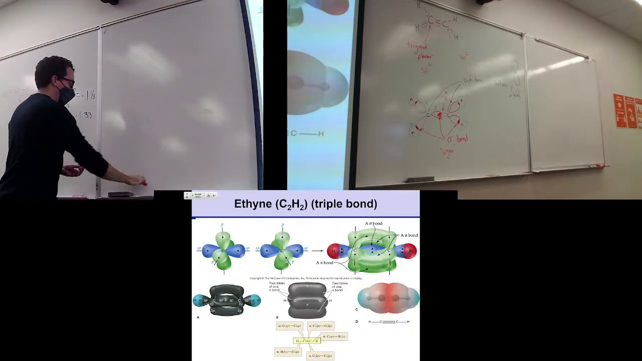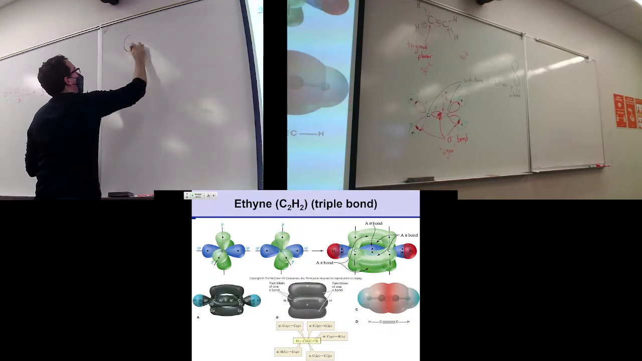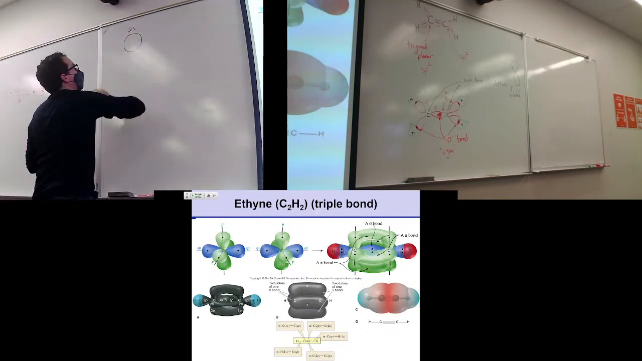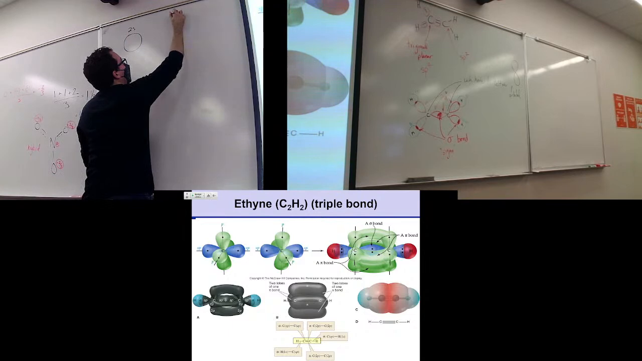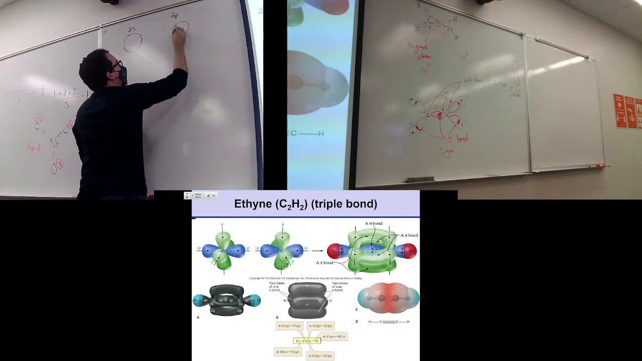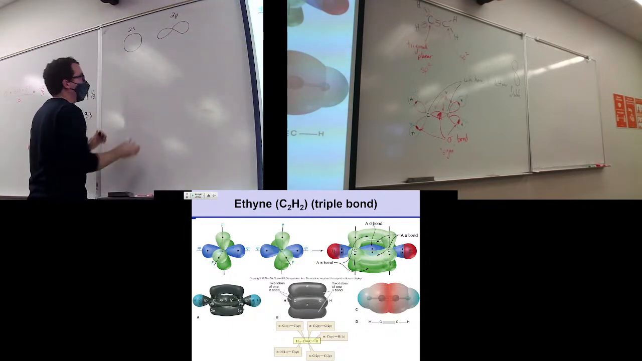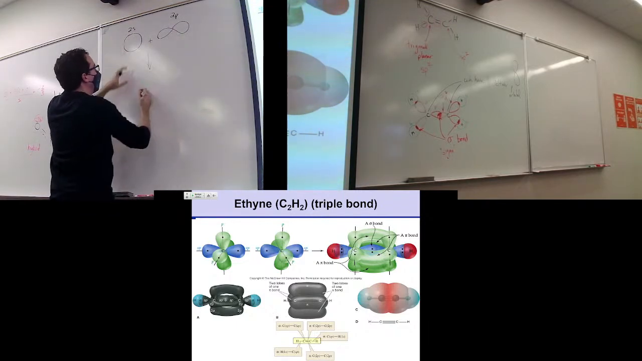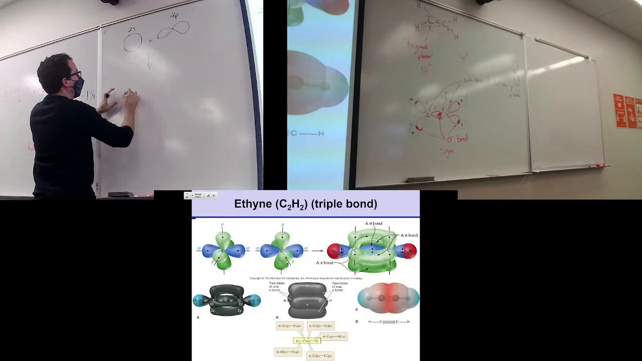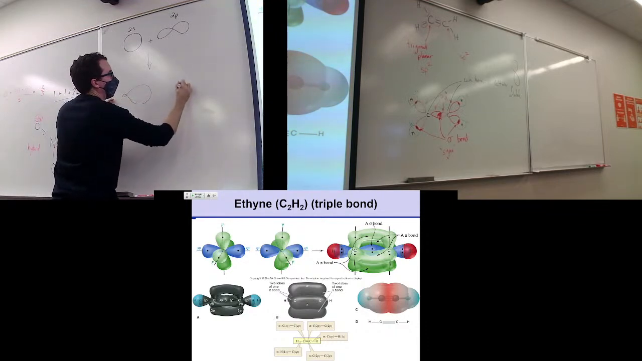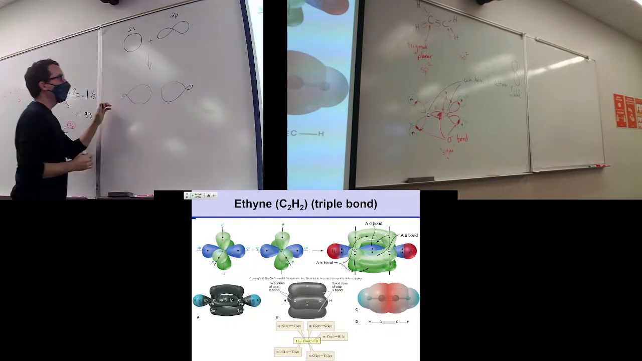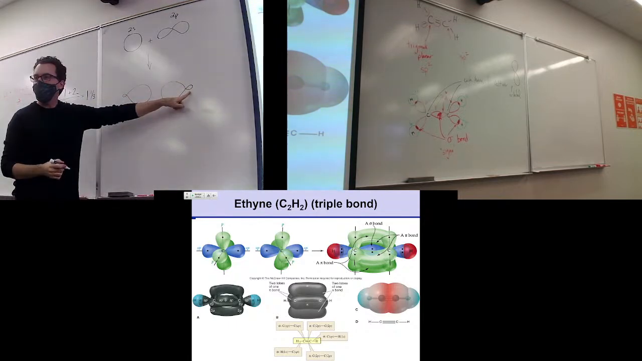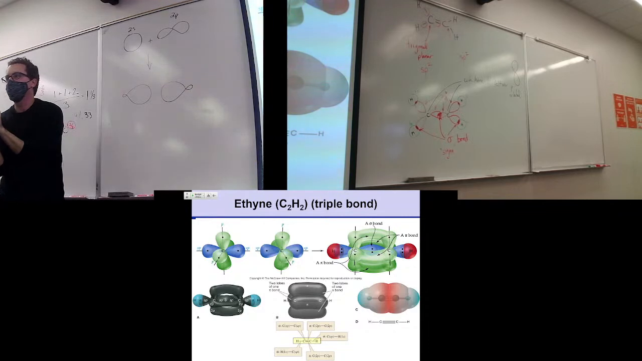So what you're doing is you're mixing the 2s orbital and one of the two p orbitals, the one that's in this direction. When you mix these two together, you get an sp hybrid that looks like that, and an sp hybrid that looks like that. What we're not showing is the second part of the lobe. It's much, much smaller. We kind of just ignore it a lot of the time.